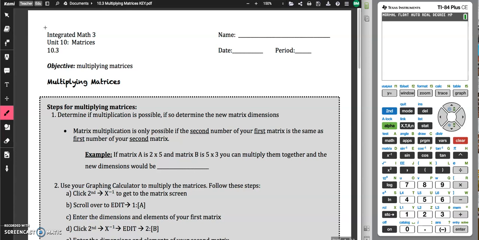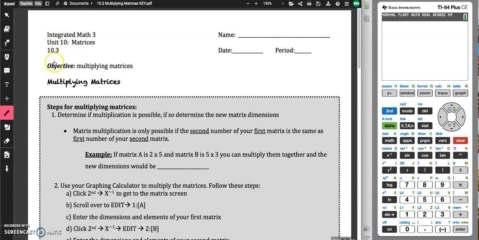We're going to continue looking at matrices, and today we're going to be multiplying matrices together. So you will need your graphing calculator to do this, so make sure you get yours out. If you don't have yours, you can download the Chrome extension to get it onto your Chromebook so that you can follow along here as well.